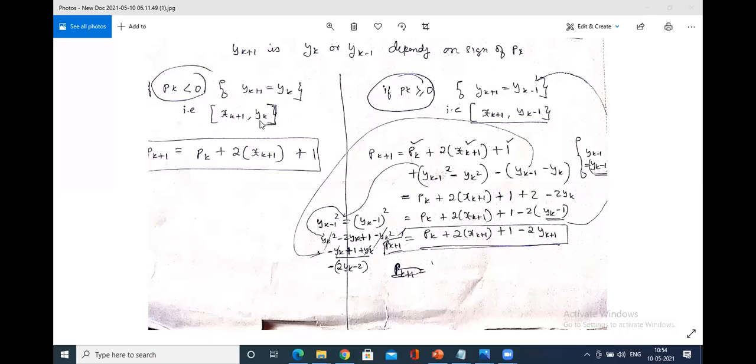If pk is less than 0, simply yk will be selected. If it is greater than or equal to 0, yk minus 1 will be selected. And what will be the final formula? For pk less than 0, the next pk plus 1 will be pk plus 2 into xk plus 1, plus 1. Similarly, when it is greater than 0, pk plus 2 into xk plus 1, plus 1, minus 2 yk plus 1. The calculations for how we derived this are shown over here.